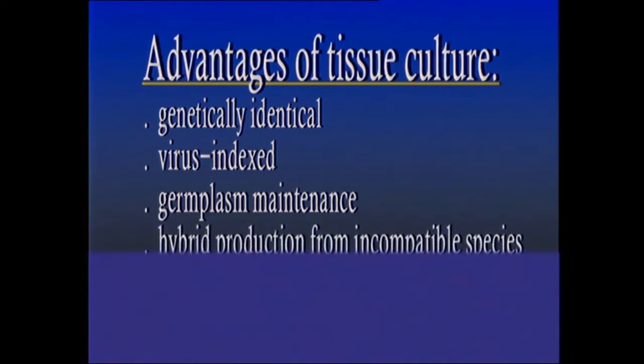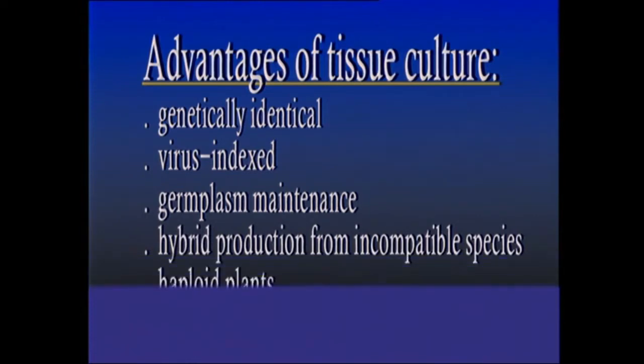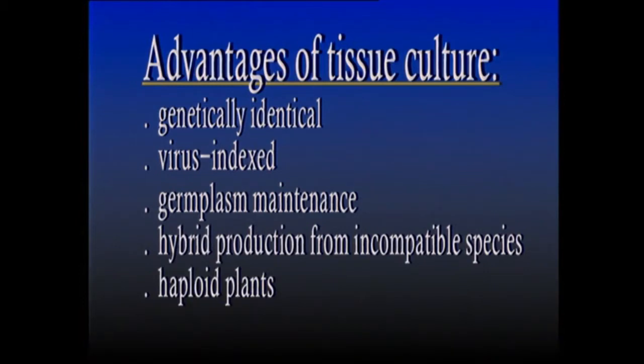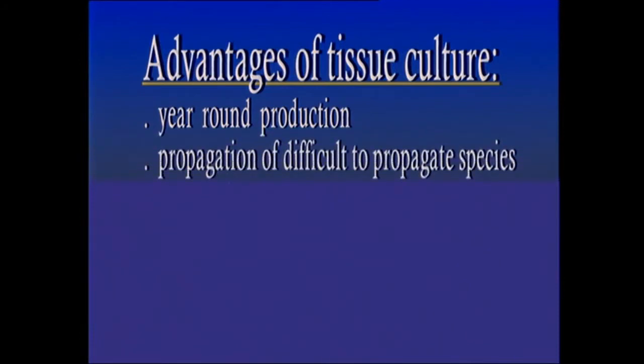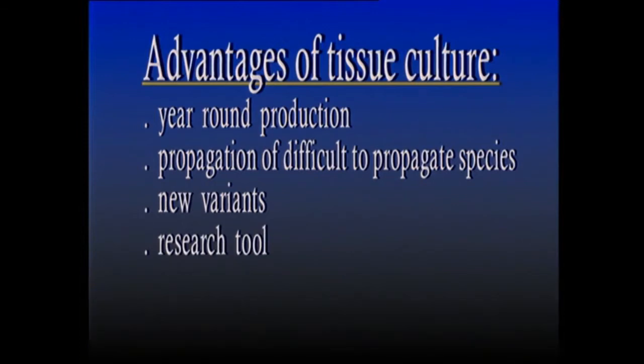Tissue culture techniques may be used to obtain hybrids from incompatible species through embryo or ovule culture. Haploid plants may be obtained through anther culture. We can produce plants all year round using tissue culture techniques. Vegetative propagation of difficult to propagate species may be achieved by tissue culture. Production of new variants may be also achieved using mutagenic compounds or radiation. And finally, it is an important tool of research in many areas of plant sciences.